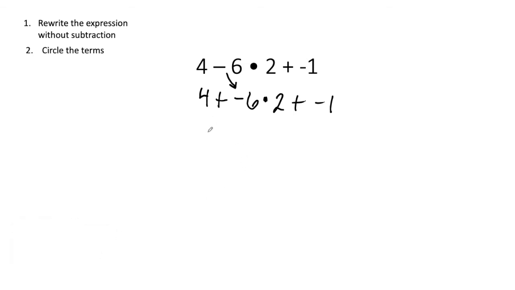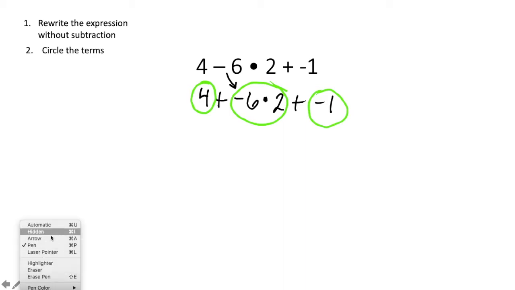Terms are separated by plus signs. Terms are quantities that are being added together. So 4 is a term. It's separated from the rest of this expression by a plus sign. And right after the plus sign, we start a new term. So negative 6 times 2 is a term, separated from the 4 by a plus sign. And then we have our last term, negative 1, which is separated from the rest of the expression by a plus sign. All right, that's step 2.